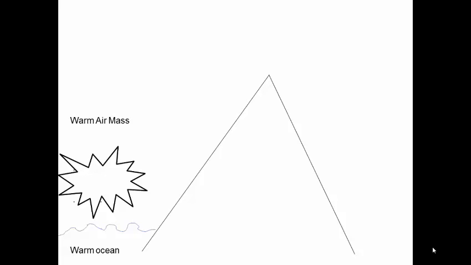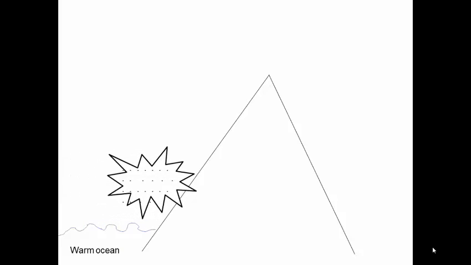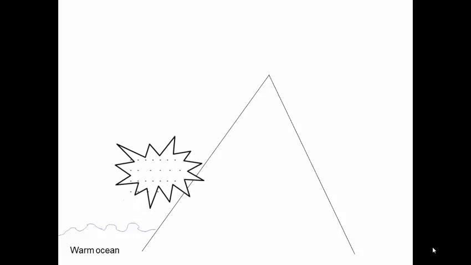Because the air mass is warm, the molecules are far apart. This allows moisture from the ocean to evaporate into the air mass. The air mass is then pushed by winds onto the mountain. The wind then forces the air mass up the mountain.